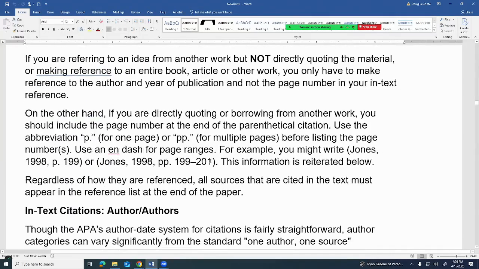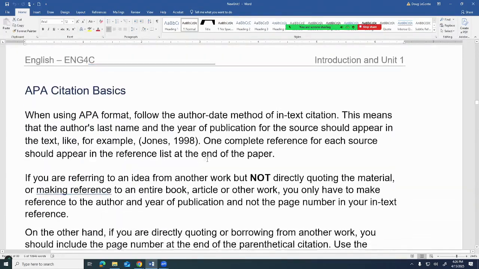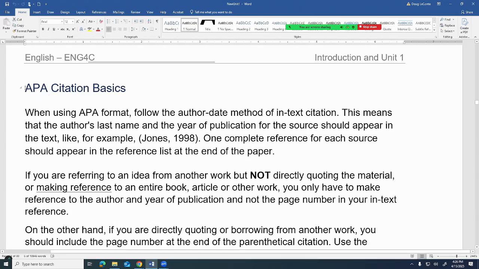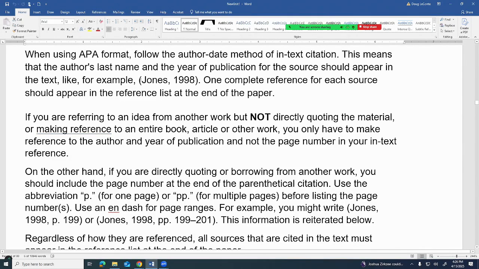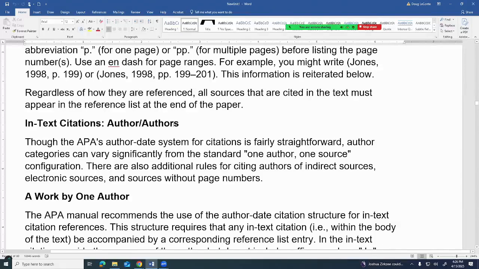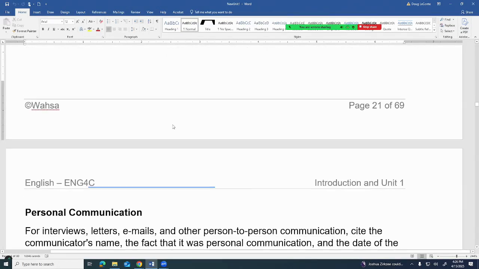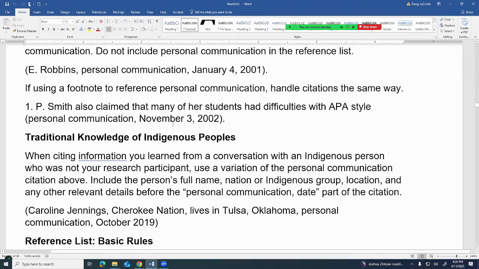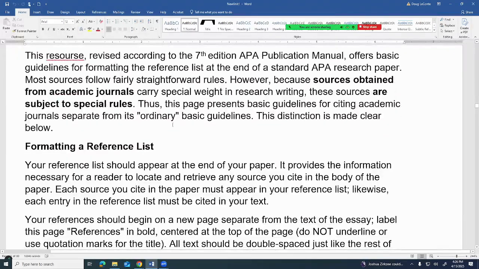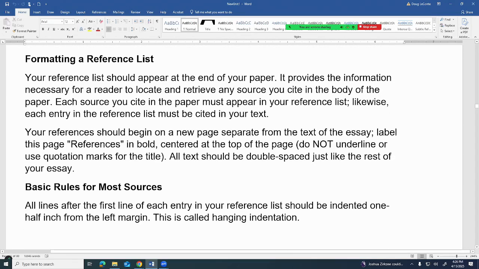All right, so this section on page 20 is a review of APA citation basics. Basically this is the one that you'll use very often, right? Jones 1998. Let's see. I'm just going to skim down. I'd like you to read all of this, and you can see it's been copied somewhat from the OWL Purdue site.